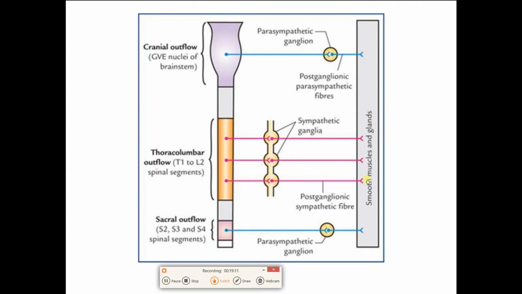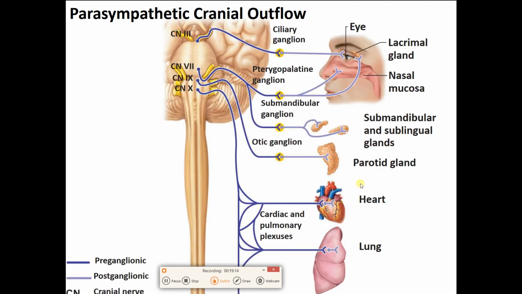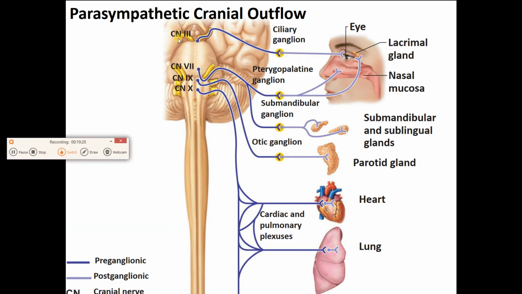All right, if we look at the parasympathetic again, like I mentioned earlier, we've got cranial nerves 3, 7, 9, and 10. Remember what those are. Number 3 is the oculomotor nerve. Number 7 is the facial nerve. 9 is the glossopharyngeal, and 10 is the vagus. Oculomotor, of course, going to musculature in the eye. Facial nerve, going to glands in the face. Glossopharyngeal, also going to a salivary gland.